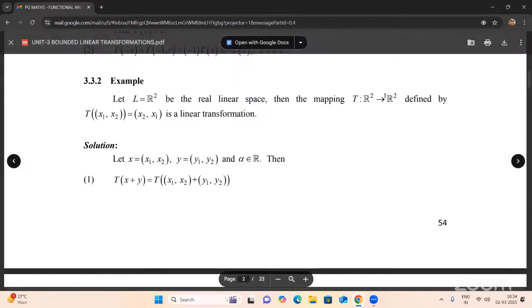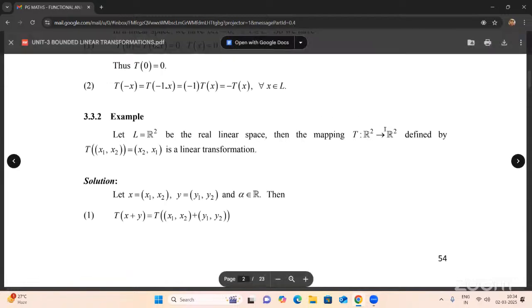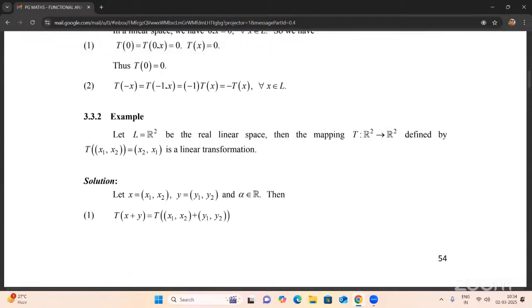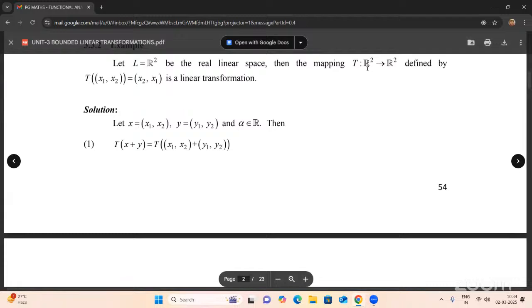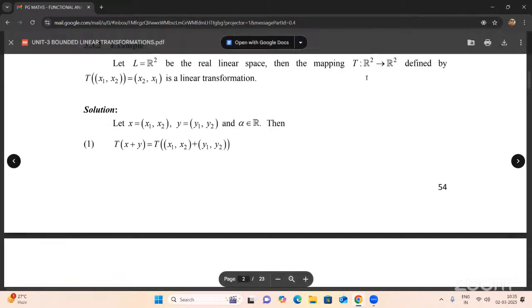Okay. Now here the defined mapping relation is T of x1, x2 equals x2, x1. Is it a linear transformation or not? Okay. Already we will prove that the given relation is a linear transformation. Now, as an assumption, take the x coordinate and y coordinate from the domain: put x equal to x1, x2, and y equal to y1, y2. There are two domain values we are taking from the domain.